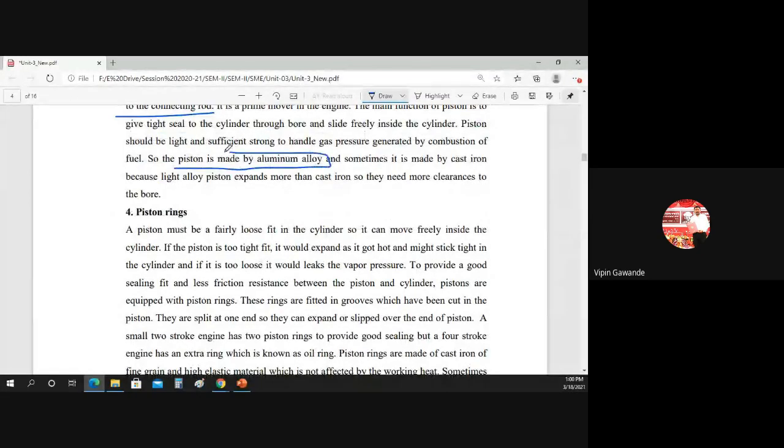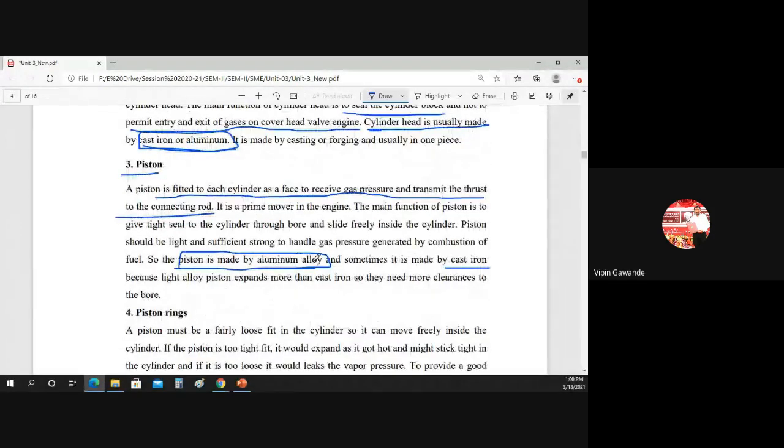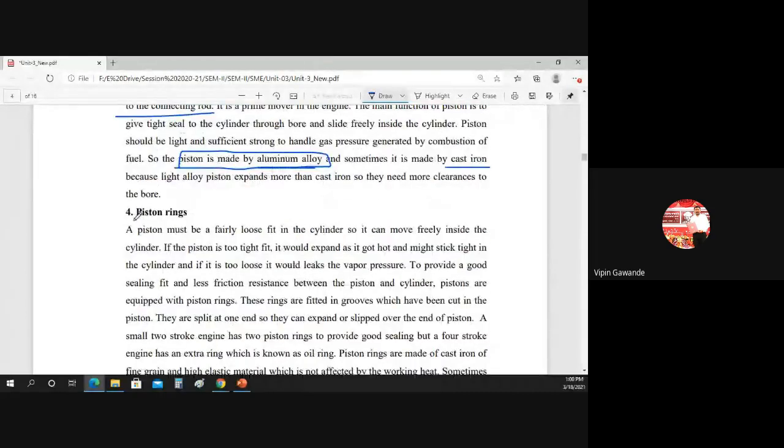Now this piston is made up of what? It is aluminium alloy, so you have to remember that. Sometimes it is made of cast iron also. So these things you have to remember: the piston is made up of aluminium alloy or cast iron. Then we have seen the piston has what? Piston rings.